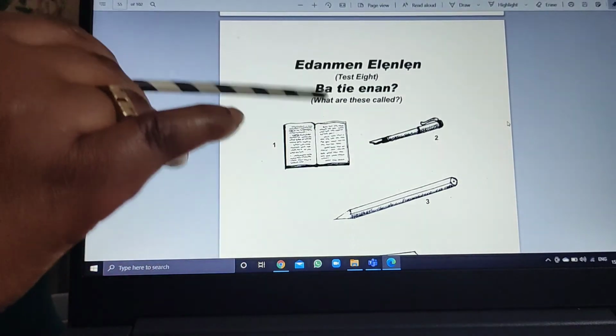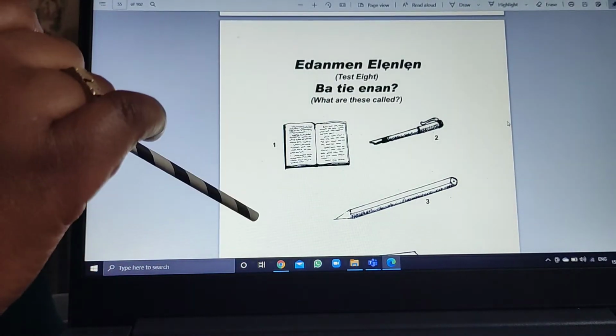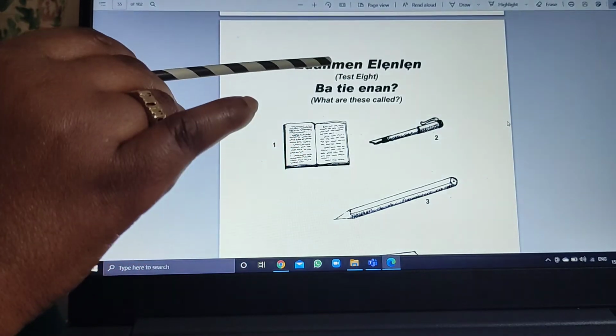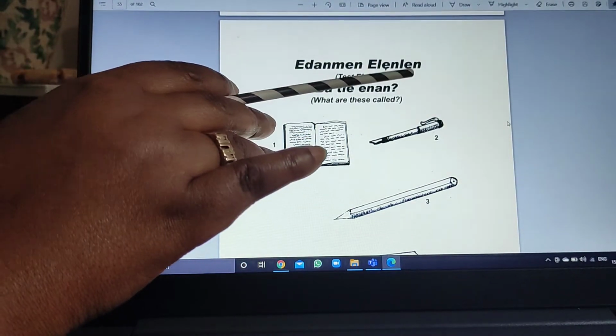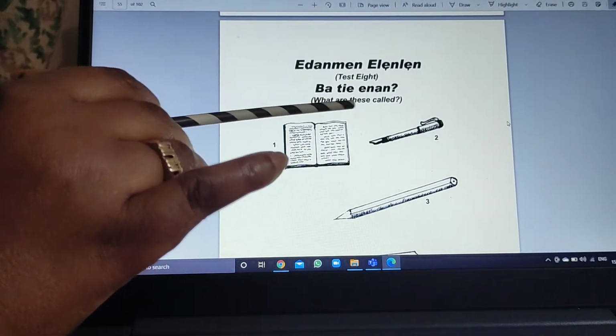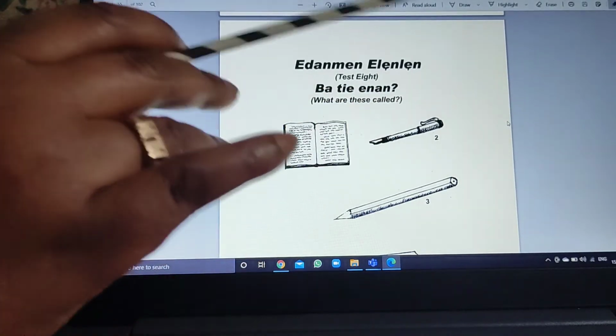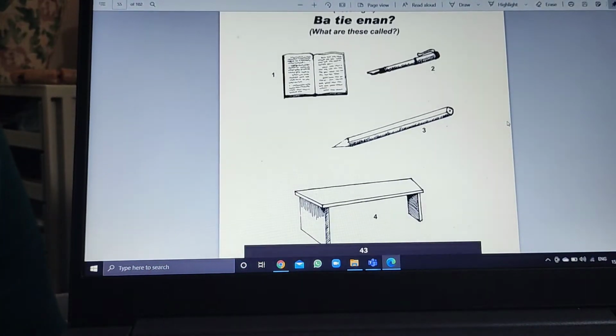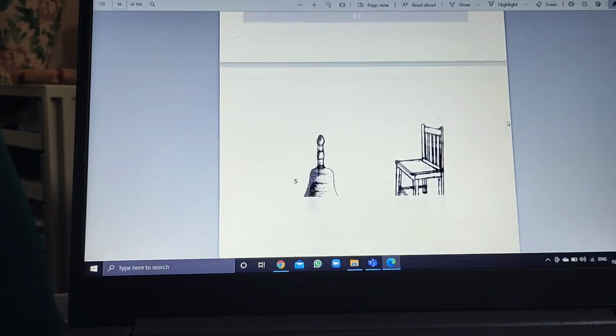So this is the Edame. That's the end of lesson 8. Edame, Lele, test 8. Bati Ena. What are these called? So as usual, those who have the book, you can do that homework.